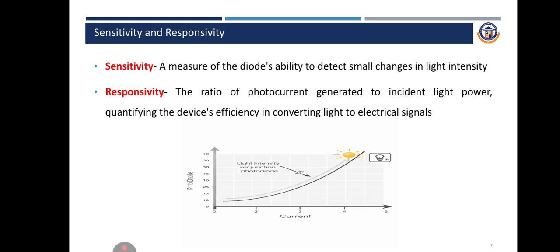This graph shows the photodiode current, that is sensitivity and responsivity. Sensitivity is the measure of the diode's ability to detect small changes in the light intensity. And responsivity is the ratio of photocurrent generated to incident light power, quantifying the device efficiency in converting light into an electric signal.